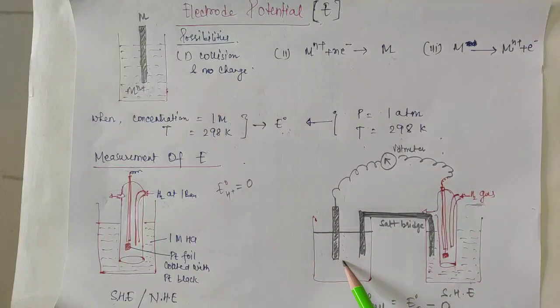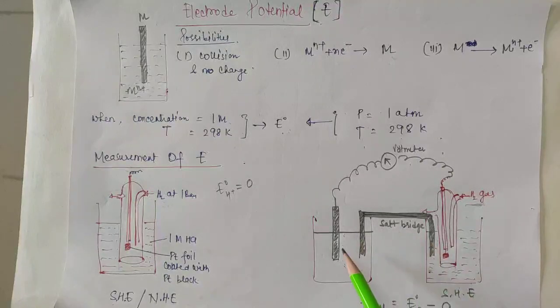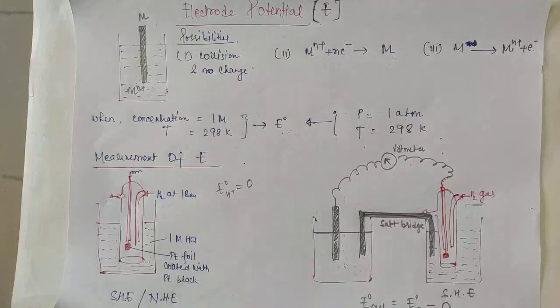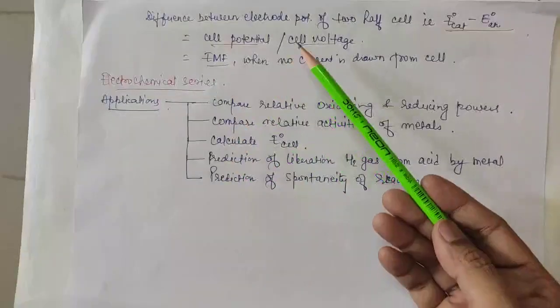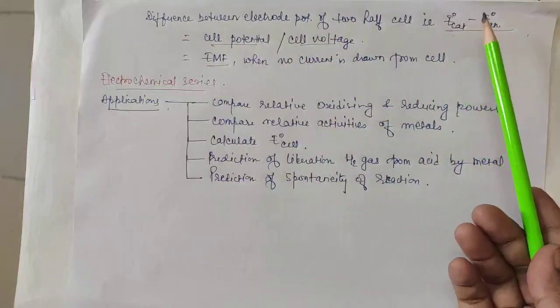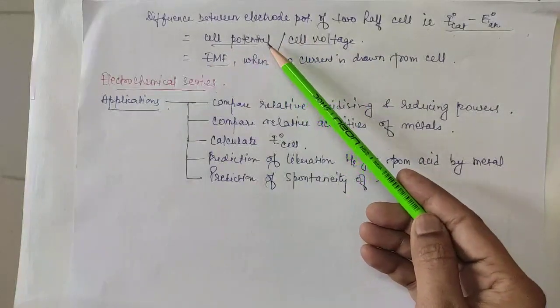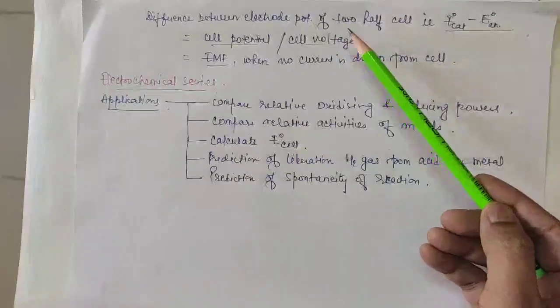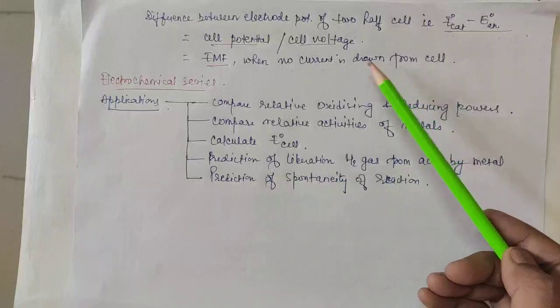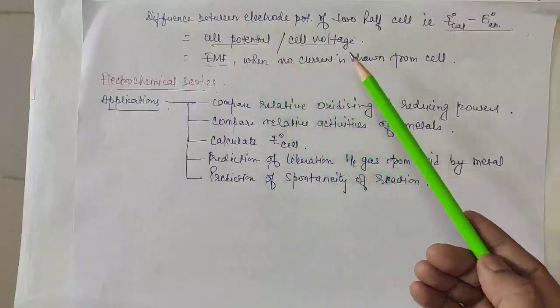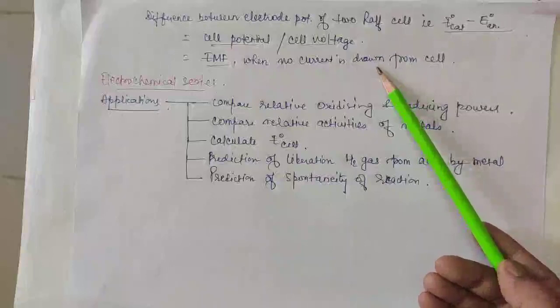Now if oxidation is taking place, this setup will give the oxidation potential of this electrode, and if reduction is taking place, this electrode gives the reduction potential. To get the reduction potential, we put a negative sign before the oxidation potential. Now the difference between the electrode potentials of two half cells, that is E cathode minus E anode, gives the cell potential or cell voltage at any condition. But when no current is drawn from the cell, the cell potential is known as EMF. That is, the EMF is the cell potential when no current is drawn or the circuit is open.